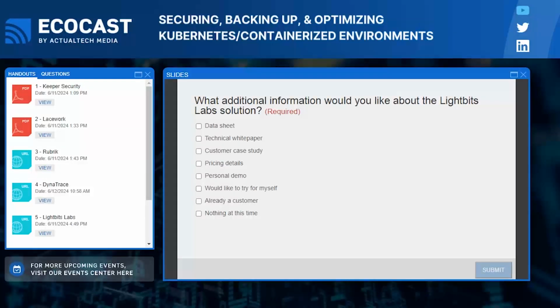All right, everyone. So again, this was our fifth and final fantastic presentation talking about securing, backing up, and optimizing Kubernetes and containerized environments. I hope you enjoyed. I hope you learned a lot.